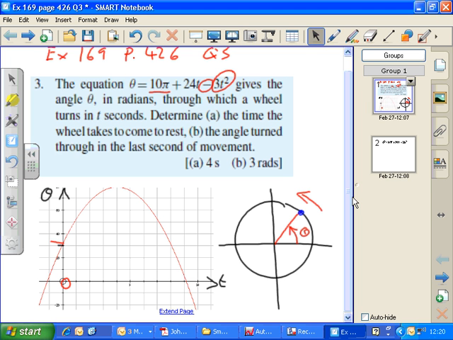And on the right-hand side, you can see a diagram showing this angular rotation of theta marked on a circle, and it's rotating anticlockwise, as we're familiar. So part A asks us to find the time when the wheel comes to rest. That's when the rate of change of angle with time, d theta by dt, equals 0. In other words, the angular velocity equals 0. So part A is asking us to differentiate and find out when this equals 0.